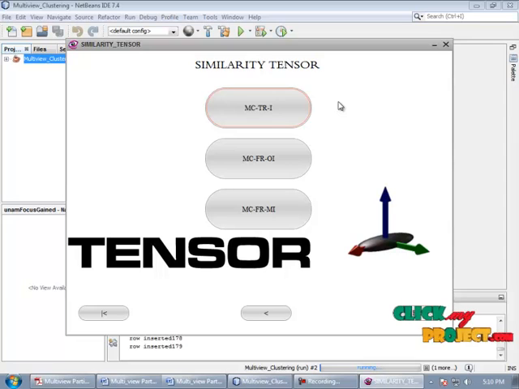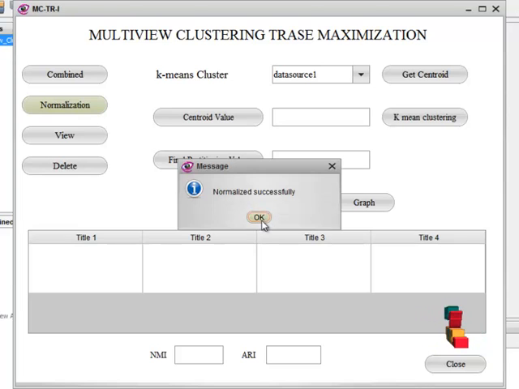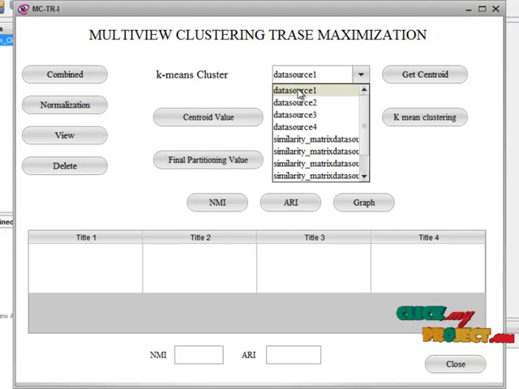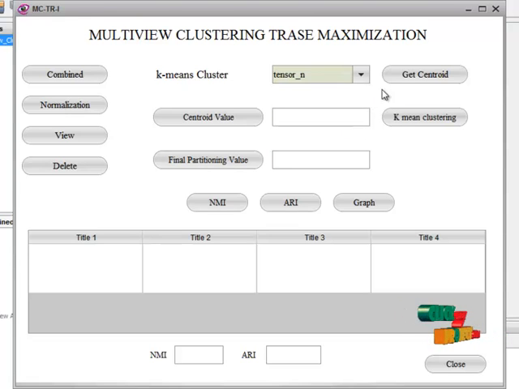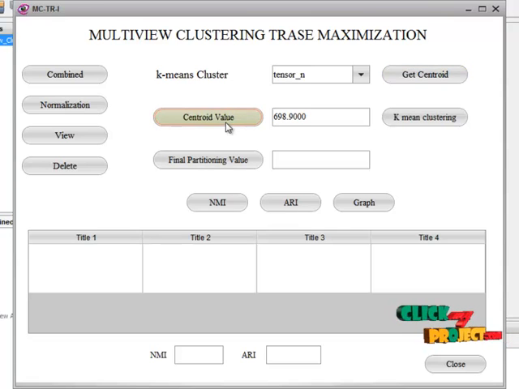Now we can start our algorithm process. This is the first algorithm, trace maximization. Combine the process, and the normalization will succeed. Get the centroid value, used for k-means clustering. K-means clustering starts working. The final partition value we have found now.